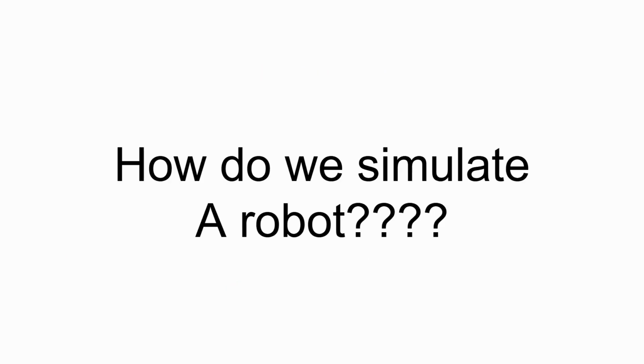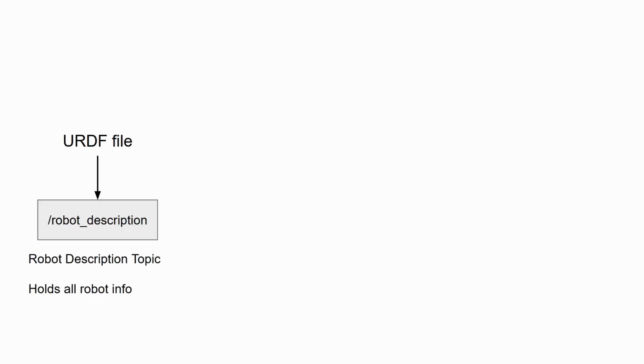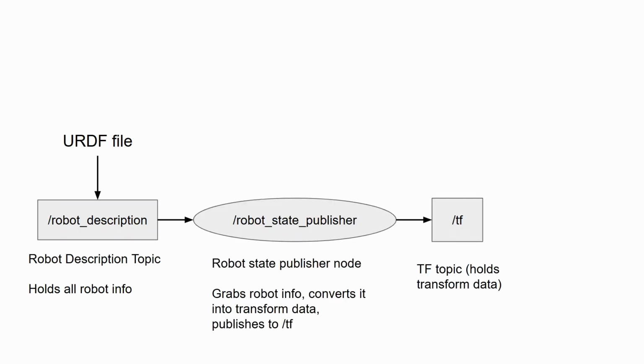Now, for actually simulating a robot, we're going to use something called transforms. A transform is just like a transformation in math class, where it's instructions on how to get from point A to point B. But in the case of ROS, we call them links and joints. So to actually simulate and visualize a robot, we're going to write a URDF file which contains all the information about a robot, and that information is going to get passed on to the robot description topic. Now, there's a node called Robot State Publisher, which is built into ROS, which will take in the robot description and publish transform data to the TF topic.